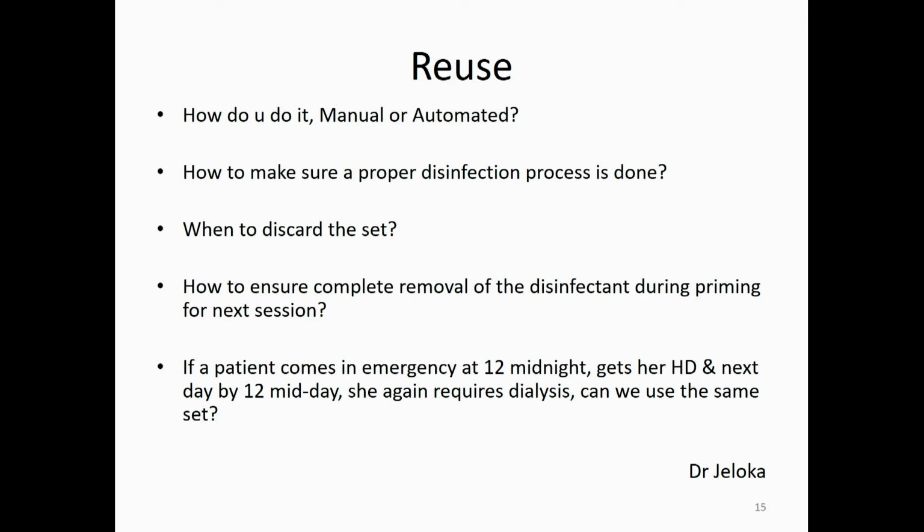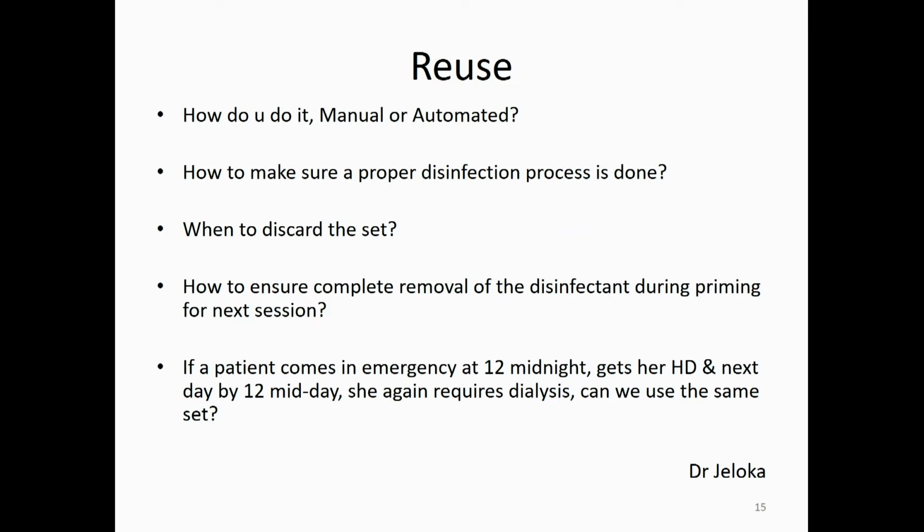Okay. So dialyzer and tubing. We have given up tubing reuse, but you can do it if cost is the only constraint. Many centers have given up reuse of tubing and are using it once only. But that also can be reused, the only reason being cost factor.